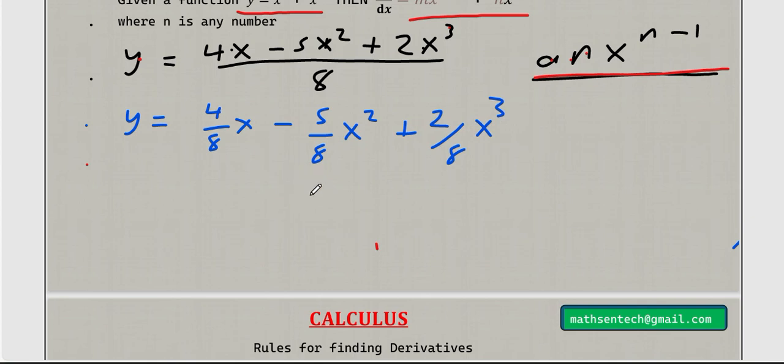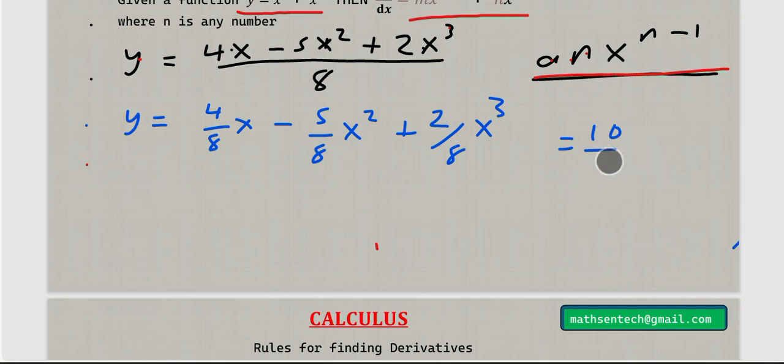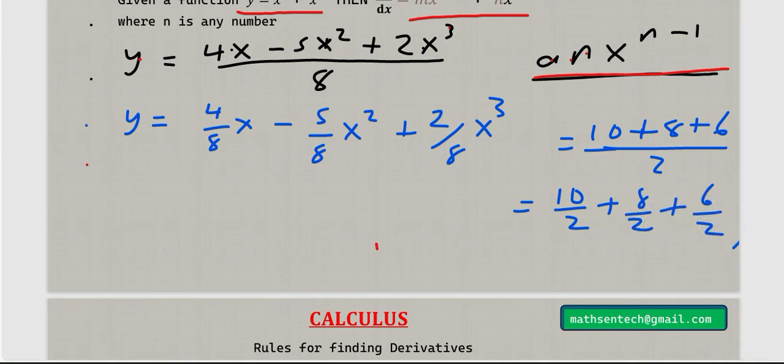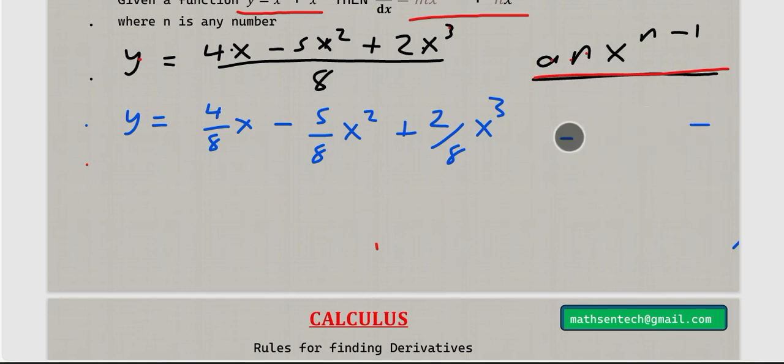So how did we get that? So assuming you have an equation like 10 plus 8 plus 6 over 2. So this can also be written as 10 over 2 plus 8 over 2 plus 6 over 2. You can check that with your calculator, you get the same answer. So that's what we have just done in this equation. Now we have simplified to that side because we have done that to make it easy for us to differentiate.